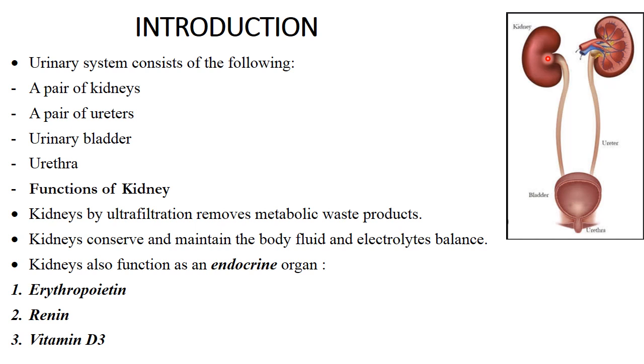The urinary system consists of a pair of kidneys. So we have a pair of kidneys, then we have a pair of ureters. So there is right and left kidney, right and left ureter, the urinary bladder and urethra. So this forms the urinary system.